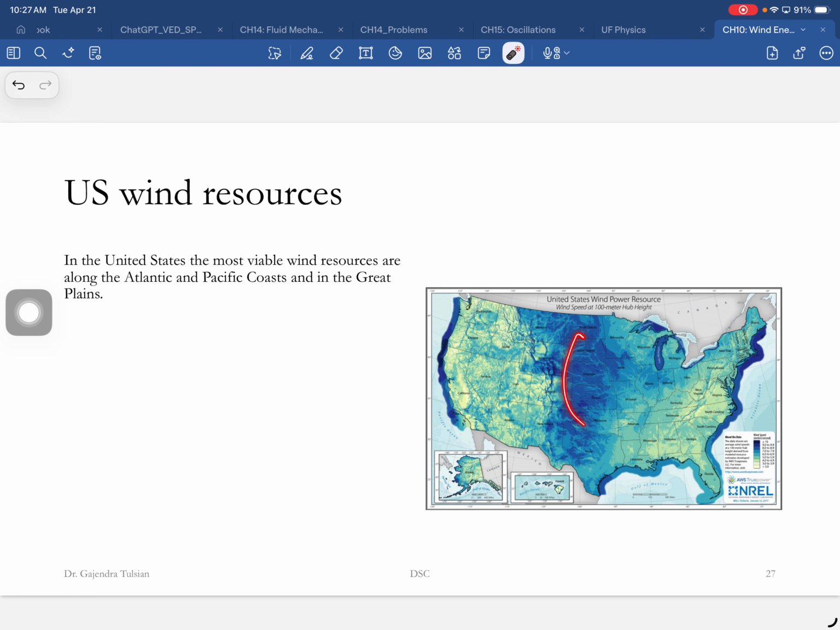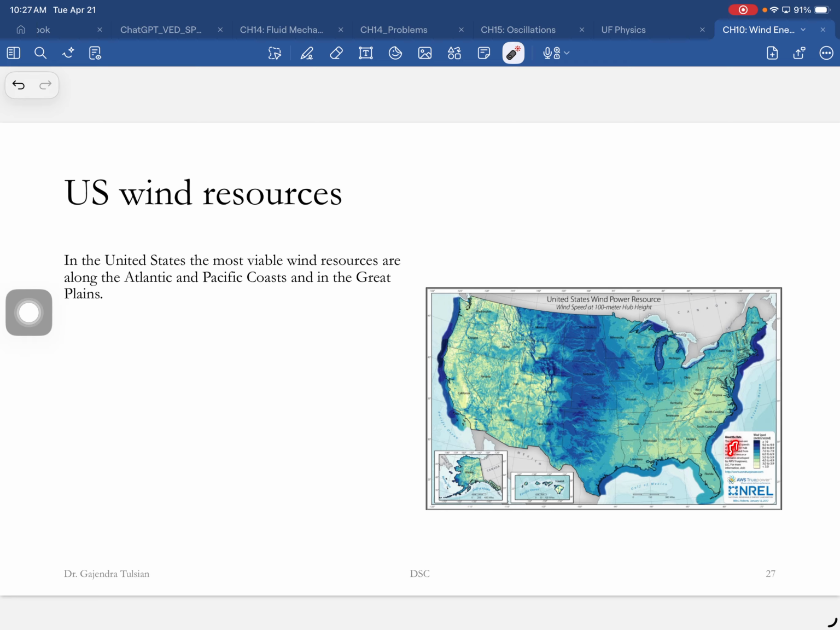See, this is the wind speed, and this is more than 10 miles per hour. No, wind speed in meters per second. Isn't that also like Tornado Alley? Okay. So the data shown is average wind speed at 100-meter hub height.